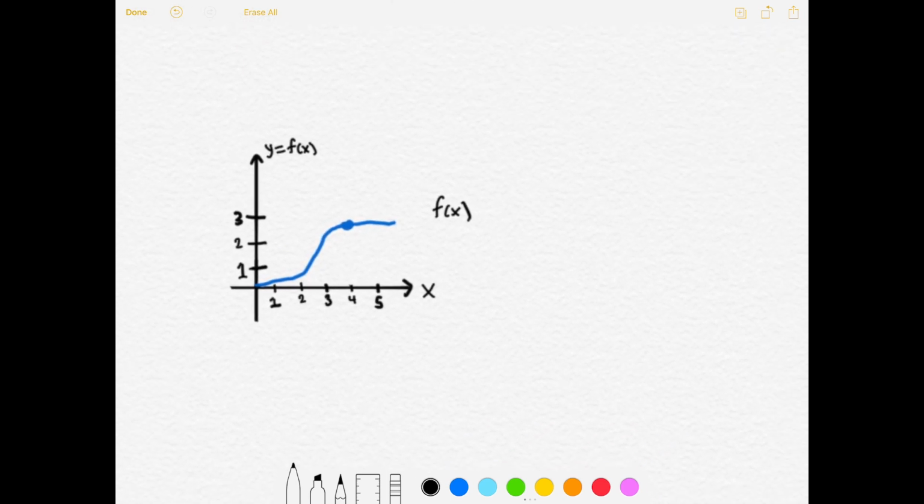Here we have a function in blue graphed, that is the function f of x. To get some practice on limits, we are going to find the limit of this function, f of x, as it approaches the x value 4. So we're trying to find the limit as x approaches 4.